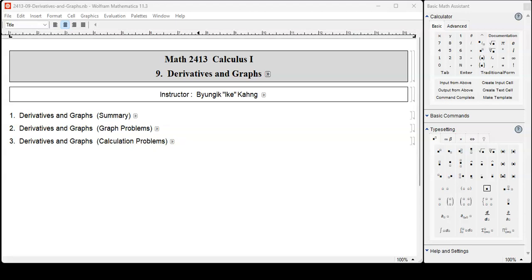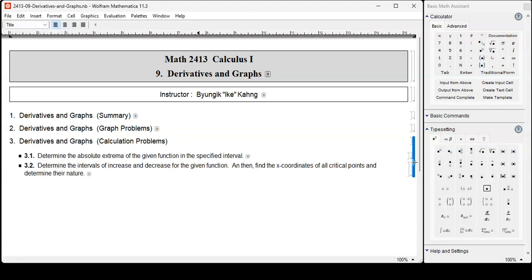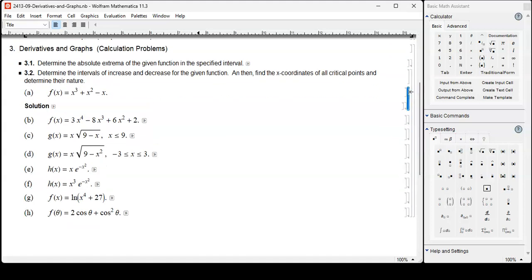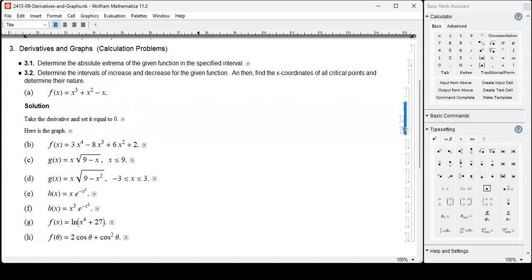Hello students, welcome back. Let us resume our discussion on local extrema. This is the first problem we did. It was an easy one.